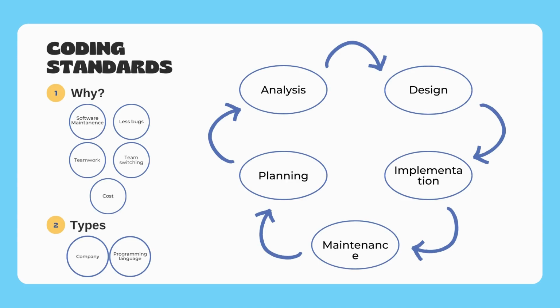Why do we need to learn coding standards? It is to ease software maintenance, have fewer bugs, for teamwork, make it easier for team switching, and save costs. For the types of coding standard, the first one is by company, and the second one is by programming language.